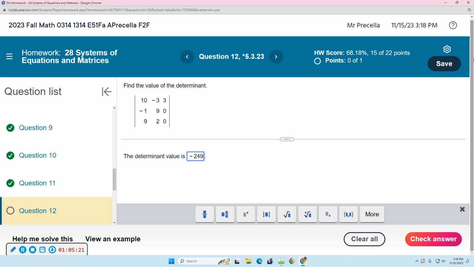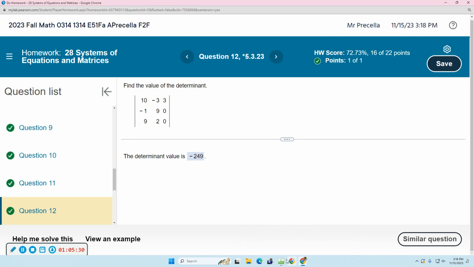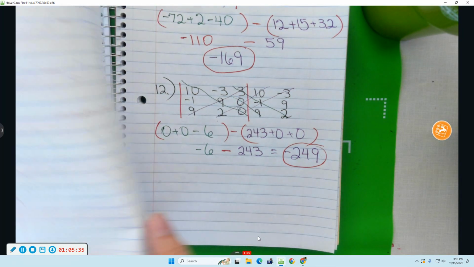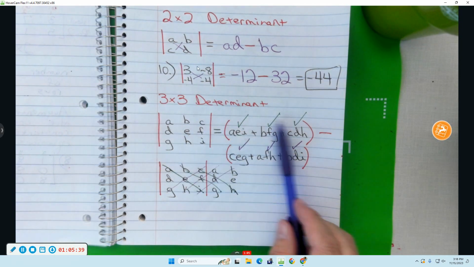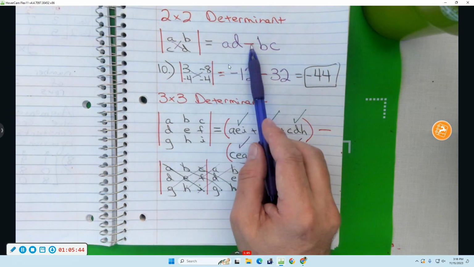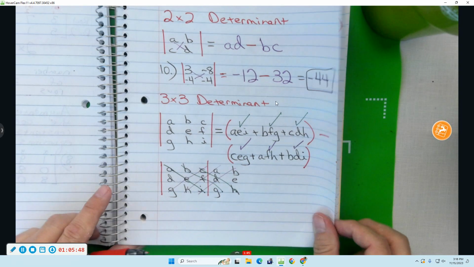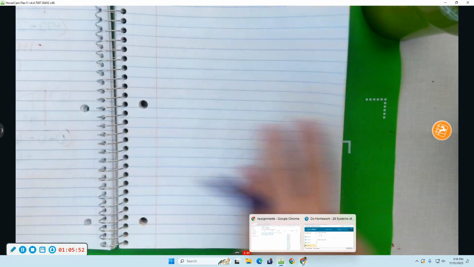Okay. Negative 249. And now, having done that, before we do number 13, you have to remember how to find a 2 by 2 determinant. That doesn't have all those different cross products. It's just cross multiply minus cross multiply. The 2 by 2 determinants are the quick ones, okay? And that's what we're going to be using now, starting with problem 13.